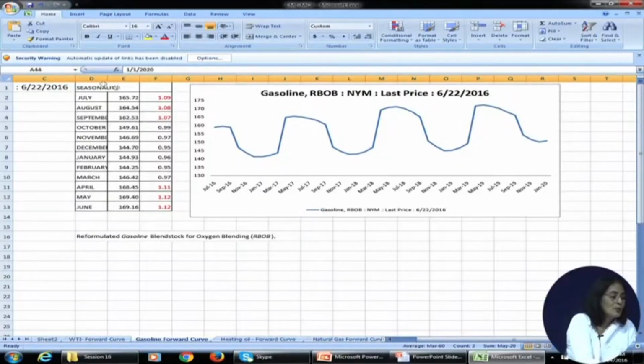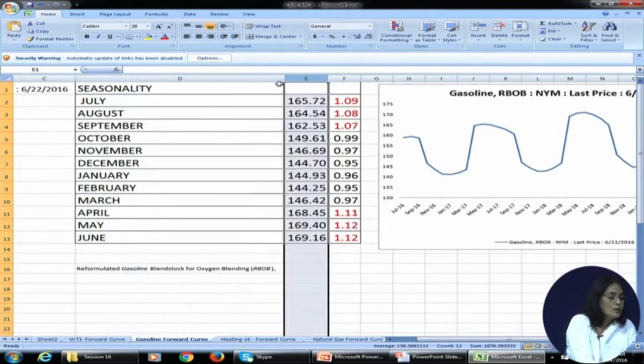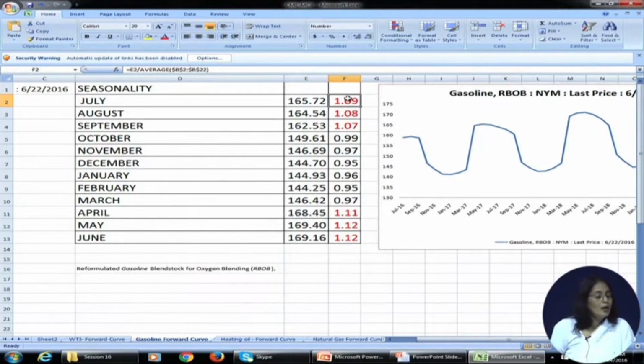You remember we have discussed how to calculate the seasonality index. So I just did some basic calculation, and let's focus on the seasonality index for different months. Let me make this a little bigger. Please ignore this value, it is the interim value. Let's focus on the last column, column F.